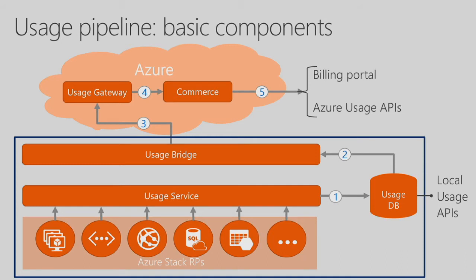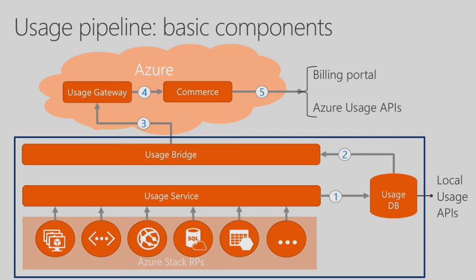And in UsageDB, it can be accessed directly by the Azure Stack administrator, but it's also accessed by another service that runs in Azure Stack, which is called UsageBridge. UsageBridge wakes up about once per hour or a little bit more often, connects to public Azure, in particular to a service that we have placed in public Azure, which is called Usage Gateway, and sends the most recent usage information. Any usage information that has not been sent yet is sent up by UsageBridge to Usage Gateway.